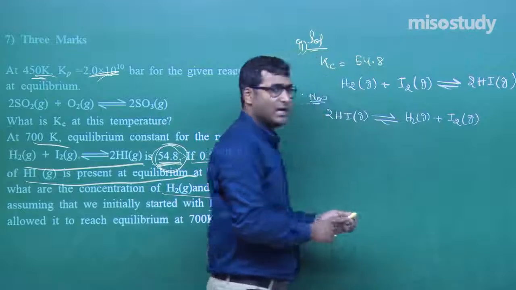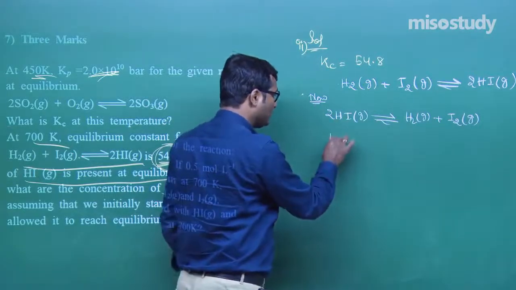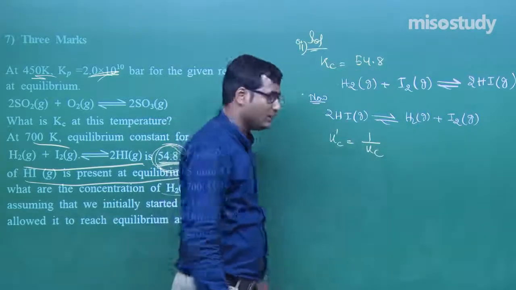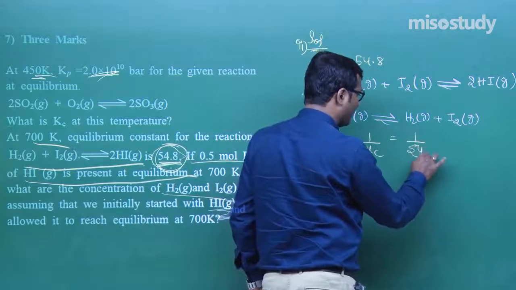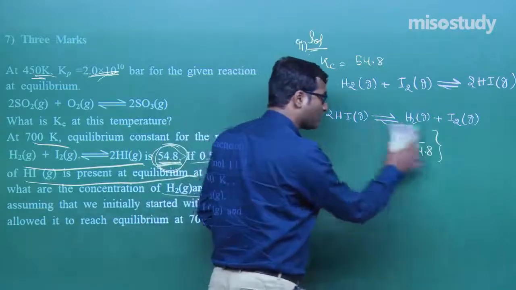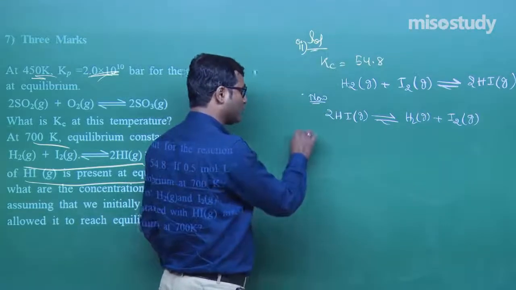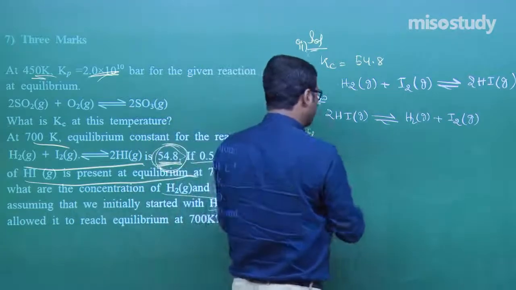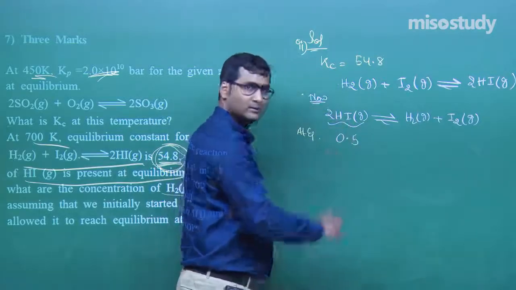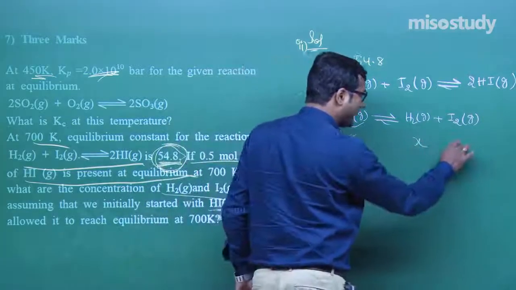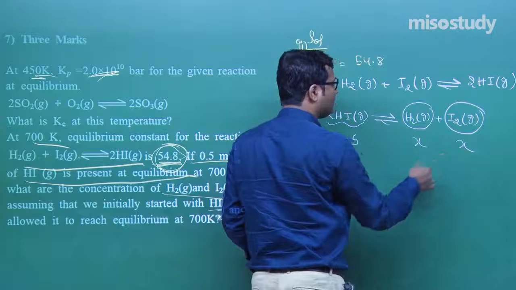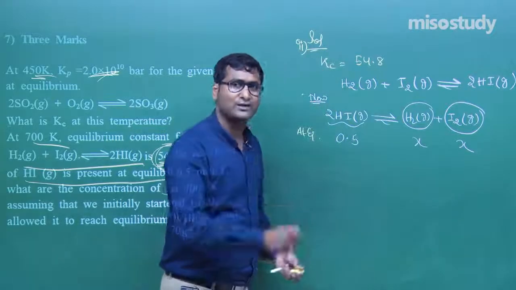Now remember the theory. If we reverse the reaction, the new K dash C will be the reciprocal of the old one. So K dash C is equal to 1 upon 54.8. Now, this is not the end. In the question it is given that at equilibrium the concentration of HI is 0.5. Now the products are X and X, and we have to find the concentration of H2 and I2, that is the value of X. Now we have reached the output.